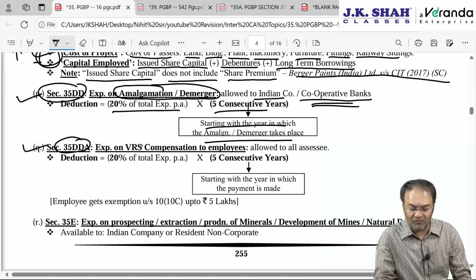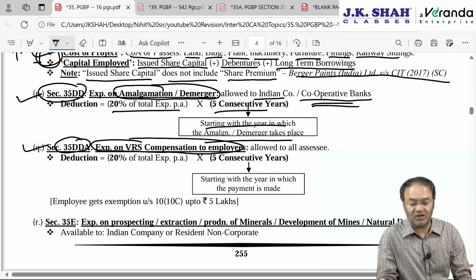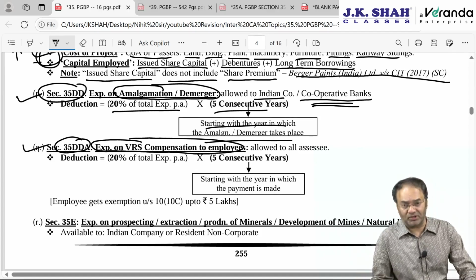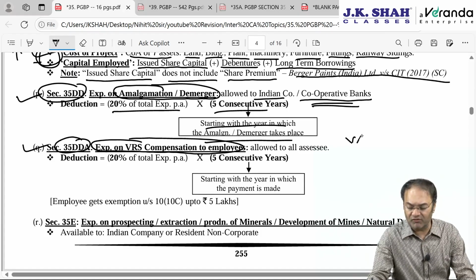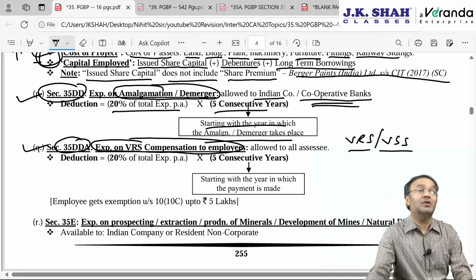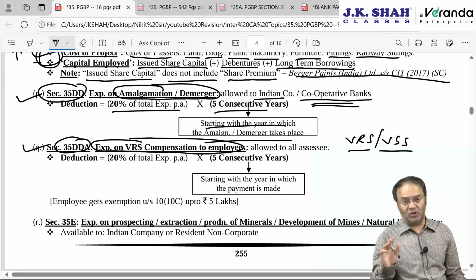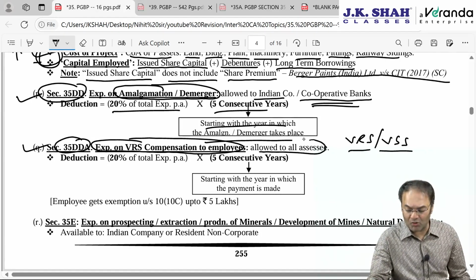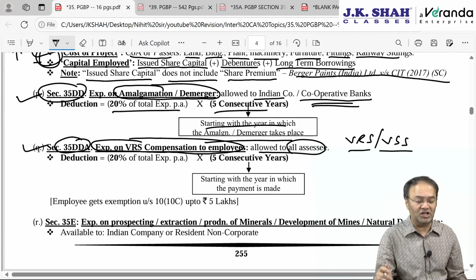In the same way, 35DDA, VRS expenditure, expenditure on voluntary retirement scheme compensation. Instead of voluntary retirement scheme, it is also called voluntary separation scheme. Both are one and the same only. Paid by the employer to the employee. The employer could be any person. Here it is allowed to all assessees, unlike 35D and DD.